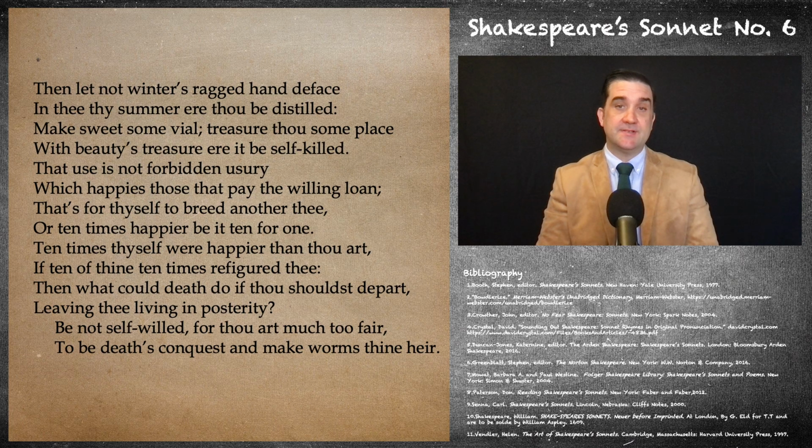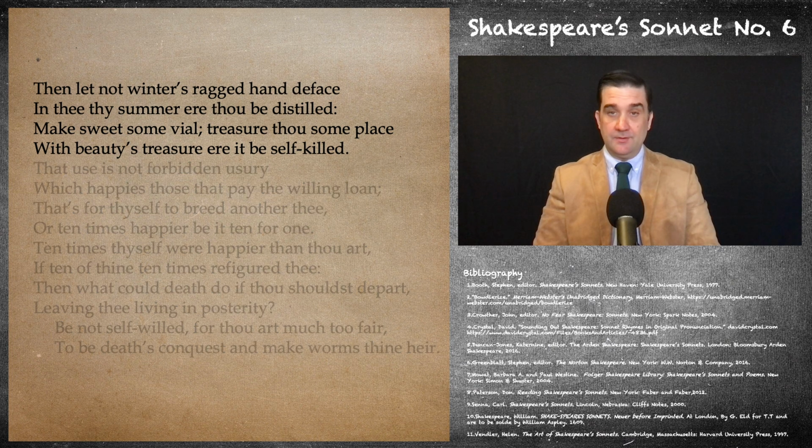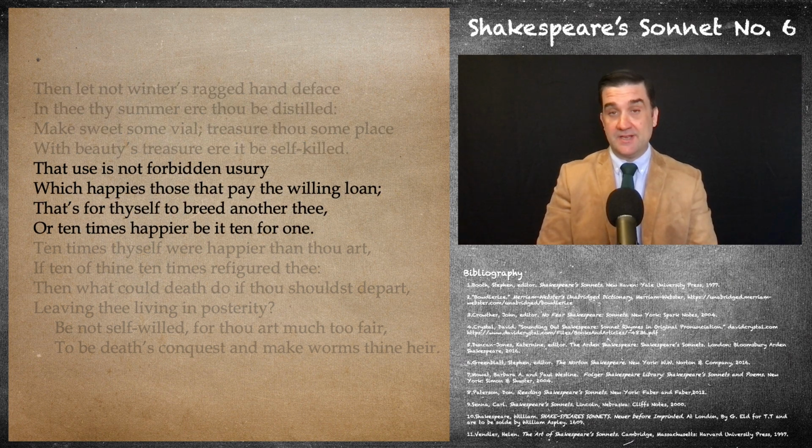All right, that's Shakespeare's Sonnet No. 6. If we were to translate it into a contemporary plain English version, it might look a little something like this. Do not allow winter to destroy your summer beauty before you've had an opportunity to distill that beauty. The way to do this is to make some woman pregnant, and if you don't do this, your beauty will die with you. It's not illegal to charge interest on this particular loan, the loaning of your body to a woman for procreative purposes, because that woman will happily repay the loan with a child, giving you offspring, which will make the both of you happy.